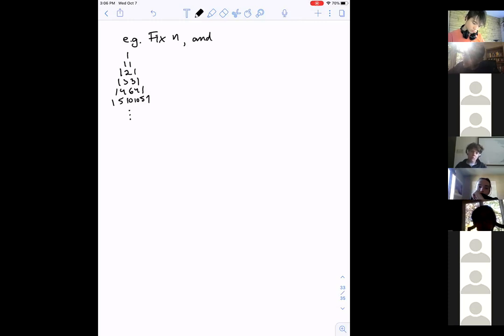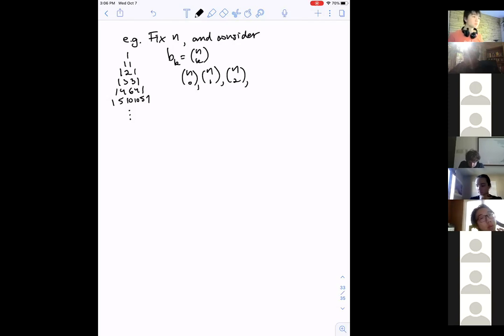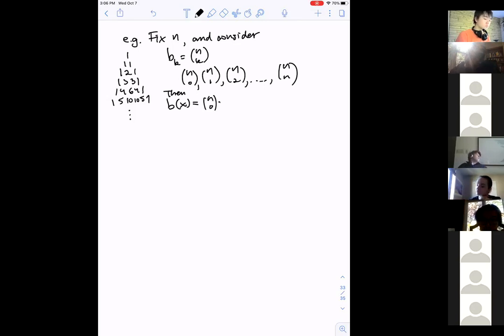And consider the sequence, let me call them b_k. So it's going to be n choose k. In other words, n choose 0, n choose 1, n choose 2. And now this is actually a finite sequence. It stops because it's a row of Pascal's triangle. Then this b of x is going to be b_0 times x to the 0, so it's n choose 0 times x to the 0 plus n choose 1 times x to the first plus n choose 2 x squared, and so on, stopping with n choose n x to the n.